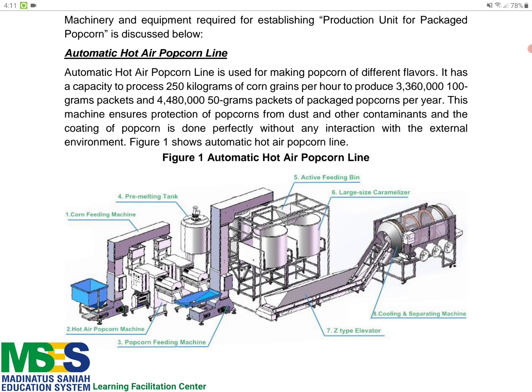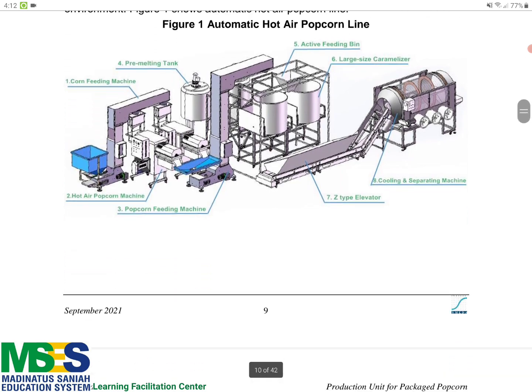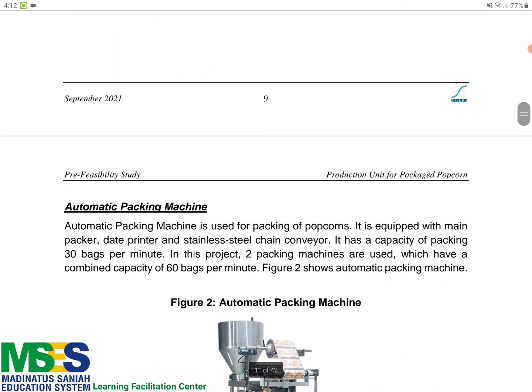Okay. Then how many packets are produced in a year? Four million, four hundred and eighty thousand 50-gram packets of popcorn are produced every year. Okay, move on. So they have given a diagram of the machine as well.